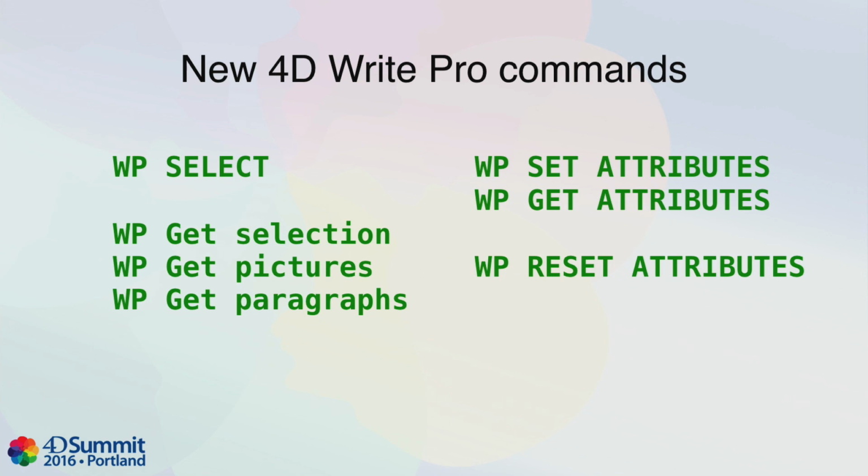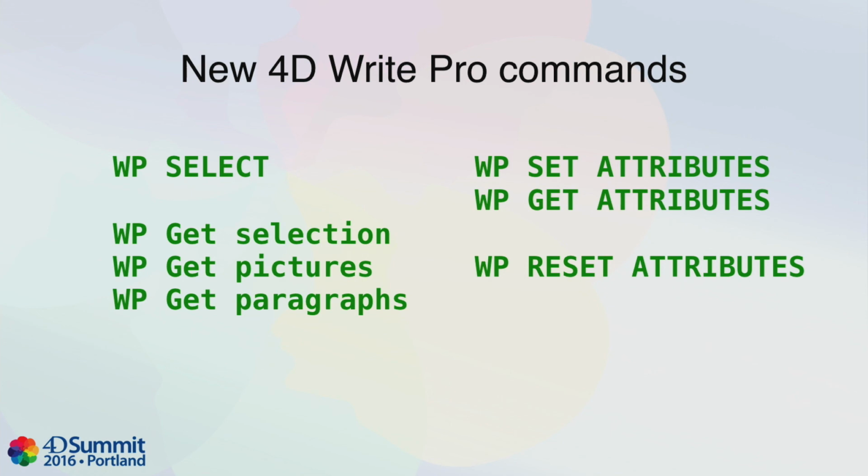And we have WP select just to get what has been selected by the user in the Write Pro area. Then, using this selection, we can get the pictures, the paragraphs, and filter what we need in the selection of the user.